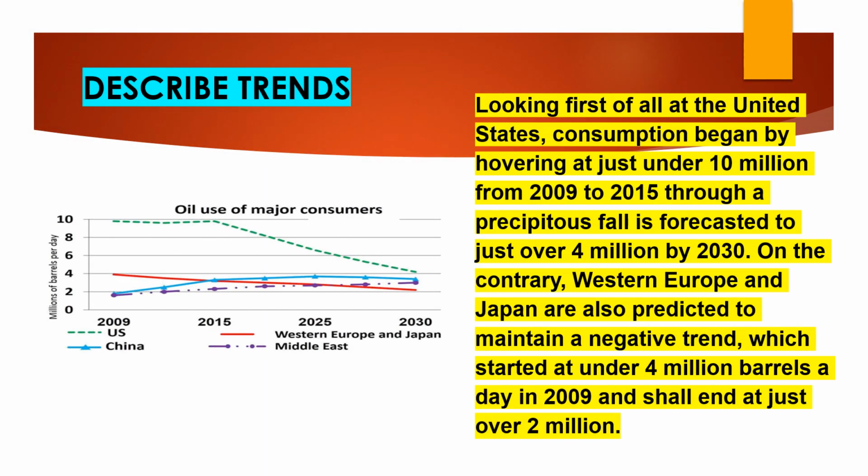Looking first of all at the United States, consumption began by hovering at just under 10 million from 2009 to 2015, though a precipitous fall is forecasted to just over 4 million by 2030. On the contrary, Western Europe and Japan are also predicted to maintain a negative trend, which started at under 4 million barrels a day in 2009 and shall end at just over 2 million.